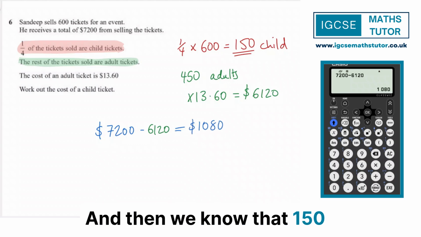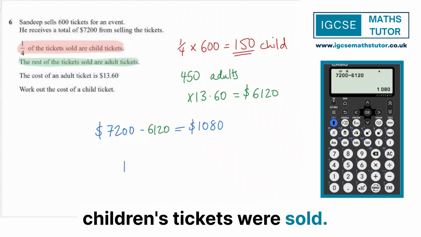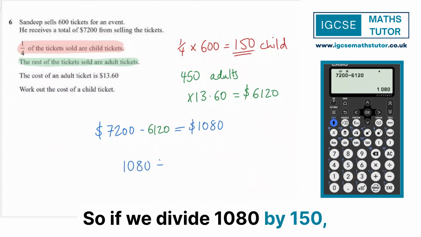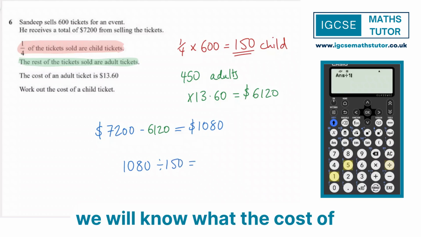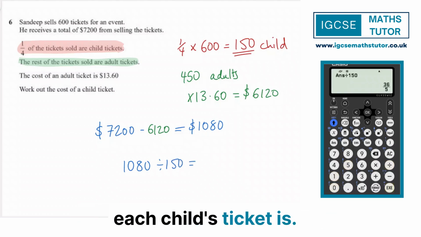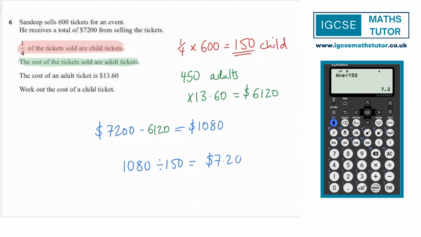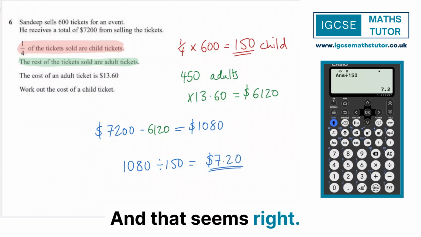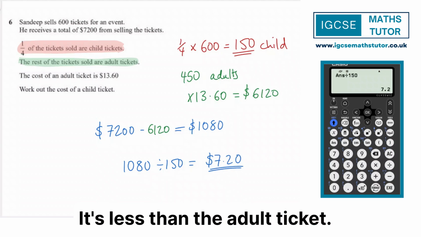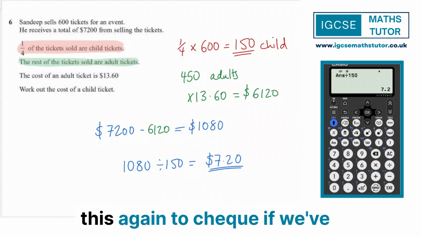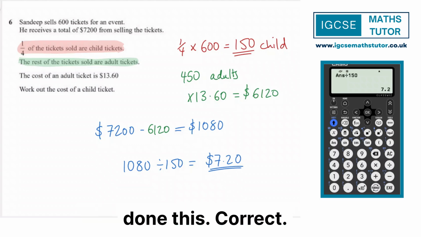And then we know that 150 children's tickets were sold. So if we divide 1,080 by 150, we will know what the cost of each child's ticket is. And that is $7.20 for a child ticket. Okay. And that seems right. It's less than the adult ticket. And we could always work through this again to check if we've done this correctly.